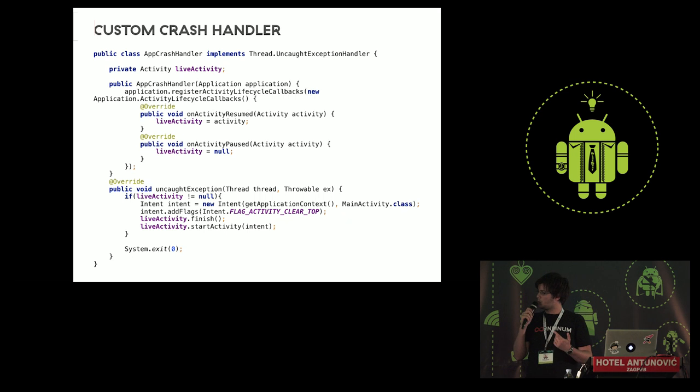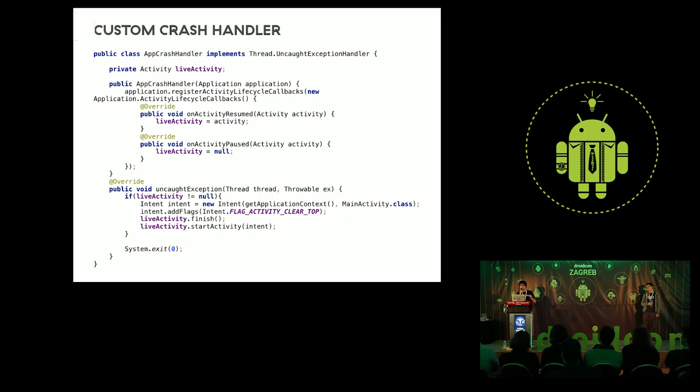You're probably wondering why are we killing the current process? Well, that's because this is the safest thing to do. You don't actually know in which state your application is when that crash occurred. You maybe have some malformed data. Maybe you deleted your session object. So the best way is to kill the current process and restart it once again. And that's actually how most of the applications work.